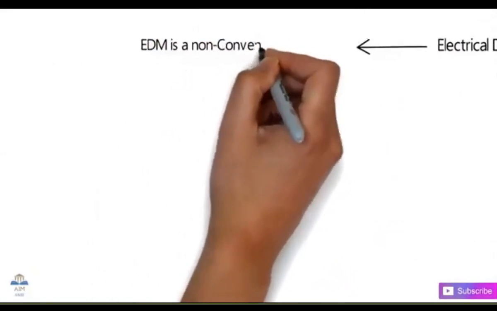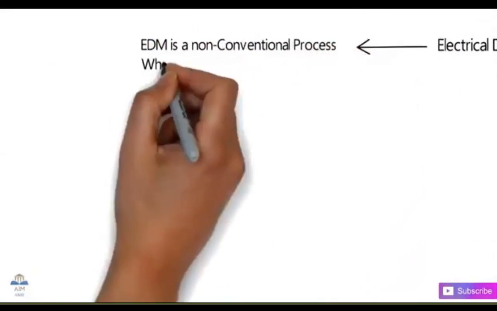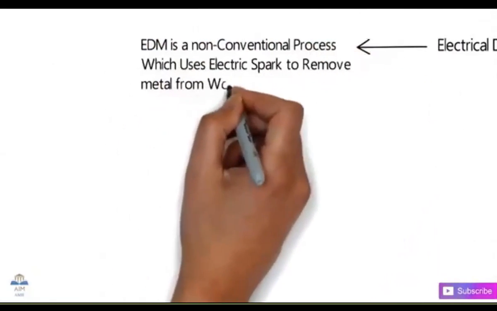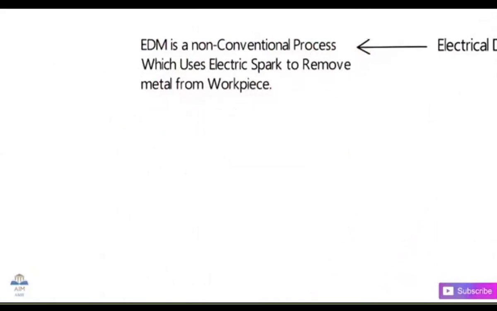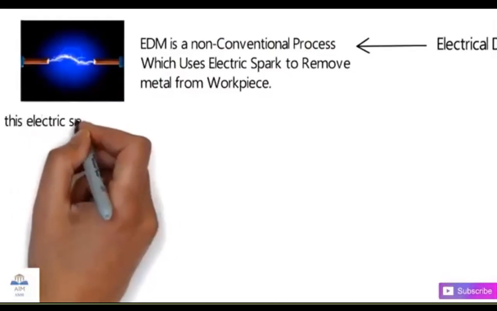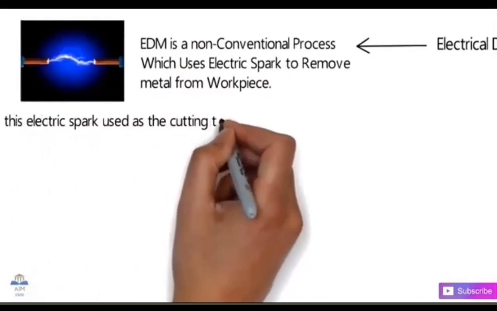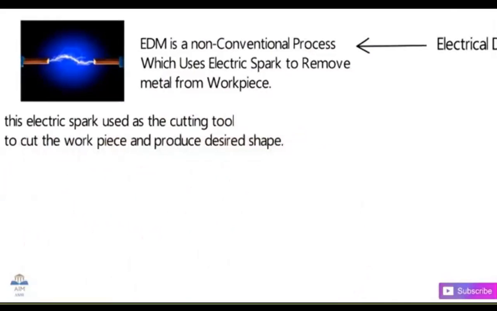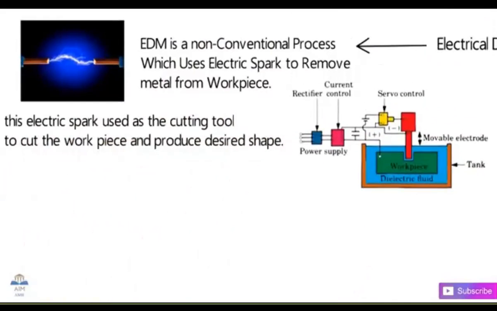So let's begin with today's topic. So guys, EDM is a non-conventional process which uses an electric spark to remove the metal from the workpiece. So the metal is removed from the workpiece by means of this electric spark. This electric spark is used as a cutting tool to cut the workpiece and to produce the desired shape.